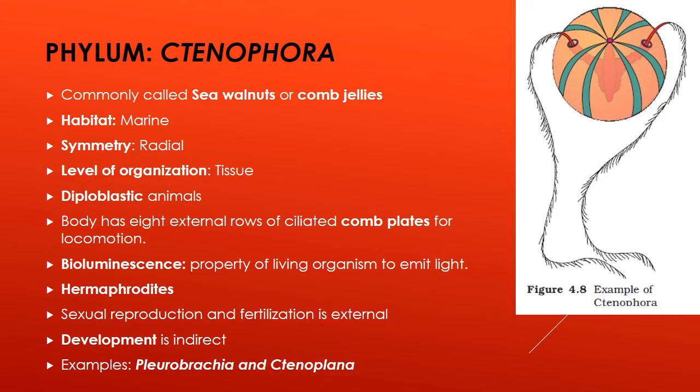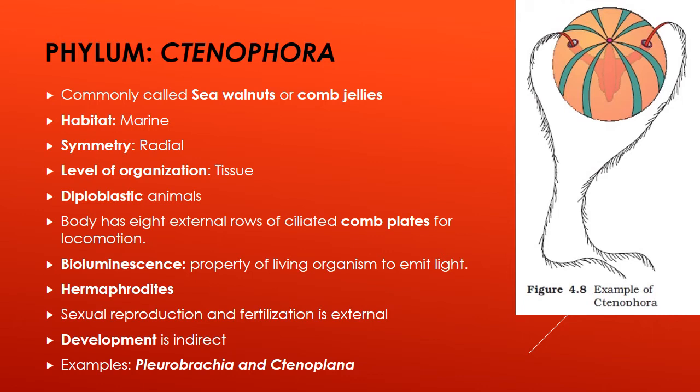Next one is the Ctenophora. Ctenophora are called comb jellies or sea walnuts because of their shape. Symmetry is radial. We have two phyla which exhibit radial symmetry: one is Coelenterata, the other one is Ctenophora. Other than that, no organism exhibits radial symmetry.